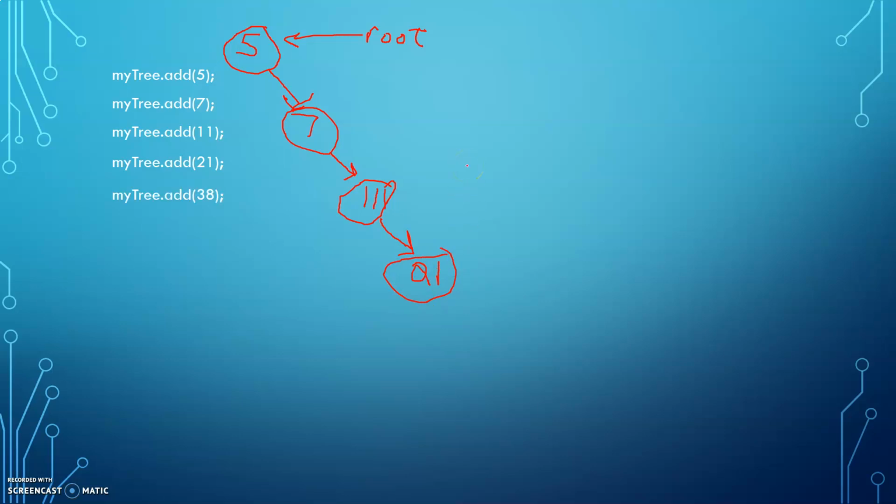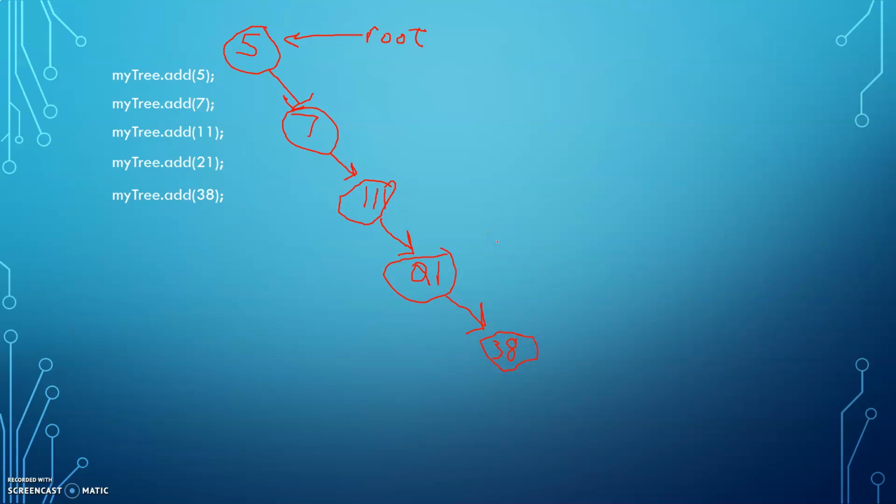Now the next add we'll have is 38. So we start here. 38 is greater than 5, so we come to the 7. 38 is greater than 7, we come here. 38 is greater than 11, we come here. 38 is greater than 21, so the 38 is created to the right-hand side of 21.